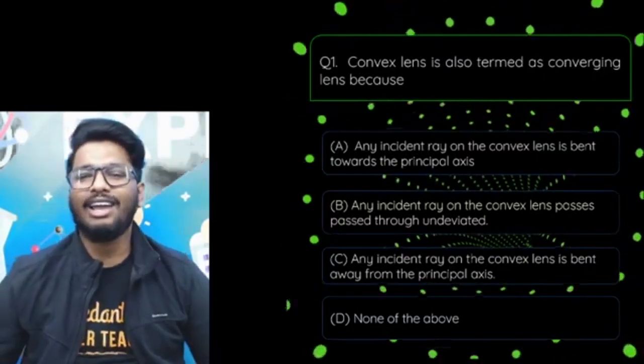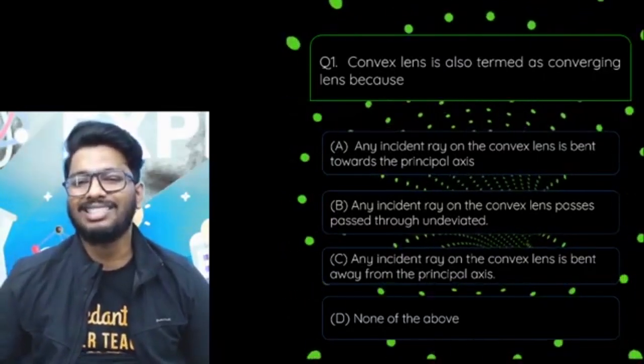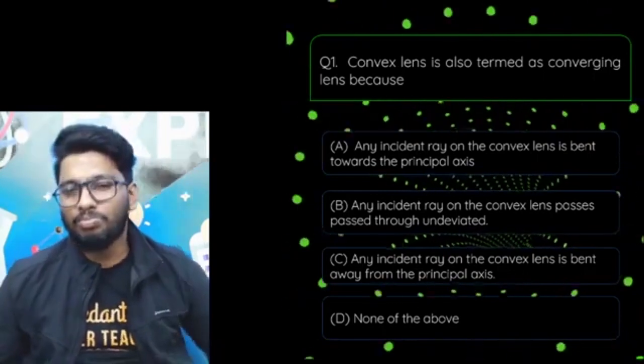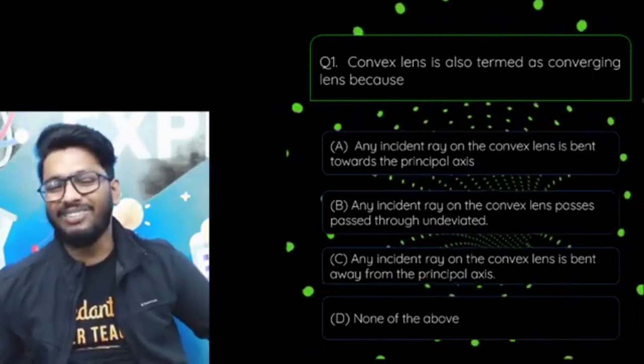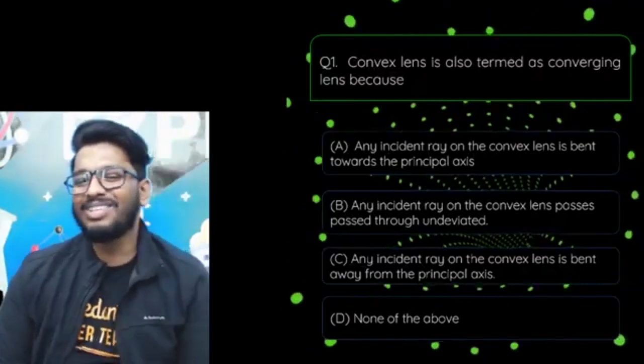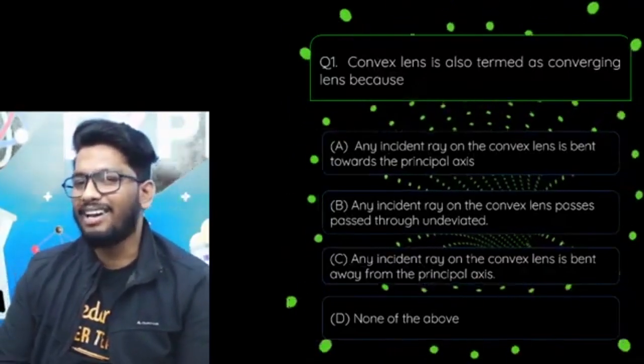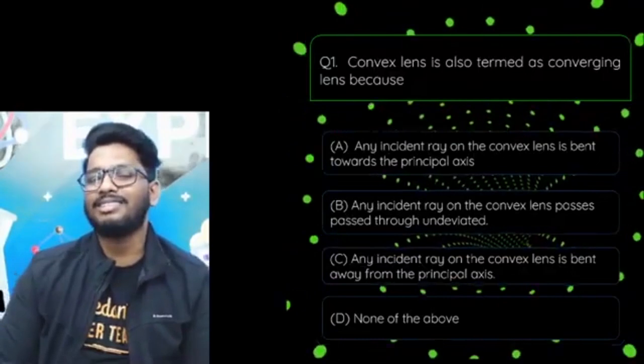Because any incident ray of a convex lens is bent towards the principal axis. Any incident ray of the convex lens passes through undeviated. Any incident ray of the convex lens is bent away from the principal axis, or none of these. Why is a convex lens also termed a converging lens?